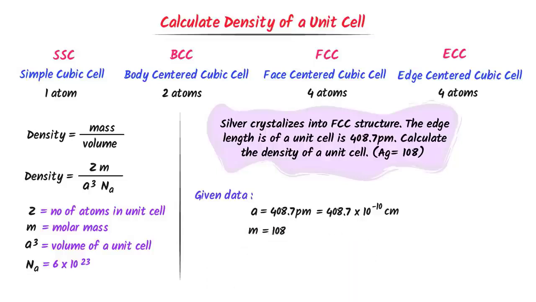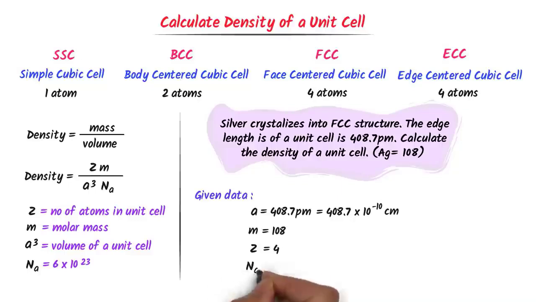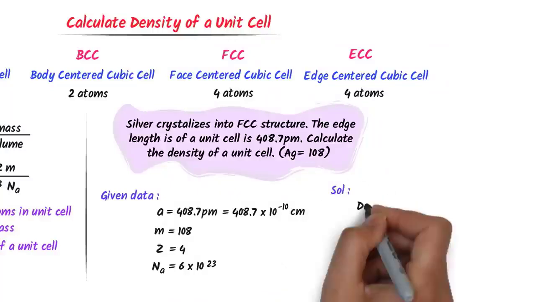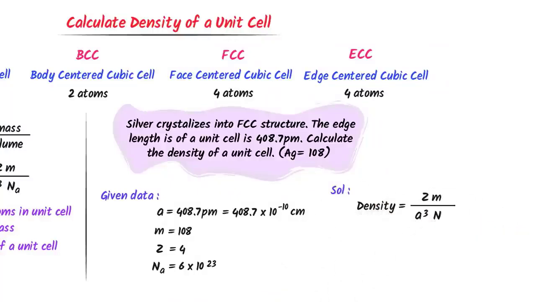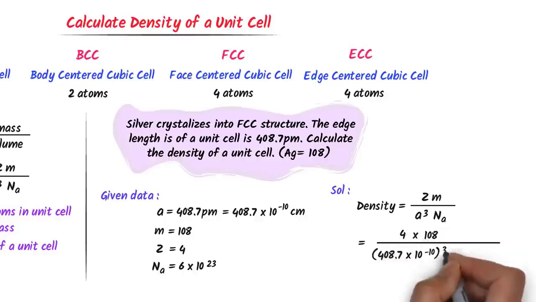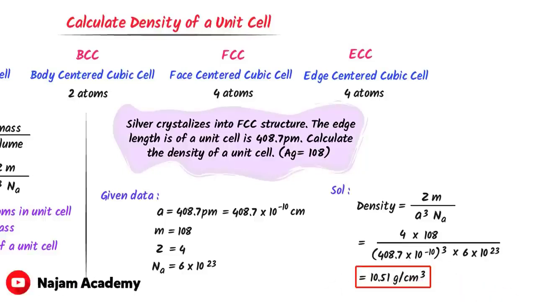Thirdly, we can see that in FCC there are 4 atoms present. So Z represents the number of atoms, which is equal to 4. Na is the Avogadro constant, which is 6 into 10 to the power 23. Now I can easily solve this question. I write density is equal to ZM upon a cube Na. I plug in all these values in this equation. After calculation, I get 10.51 gram per cm cube.